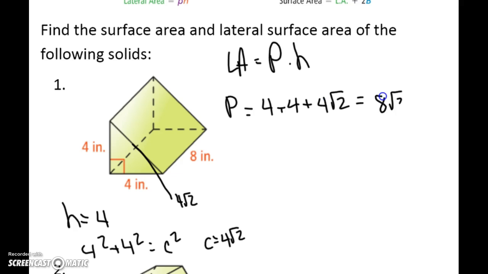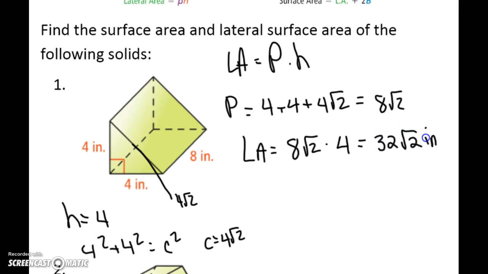So the lateral area is the perimeter, 8 root 2, times my height of 4. We know 8 times 4 is 32, and that root 2 is just tagged on the end. And my units will be inches squared because we're still in area. Even though it's three-dimensional, we're still looking at area.